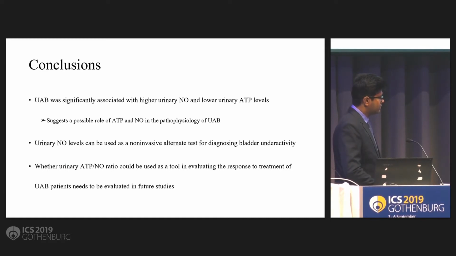And that choice was made after you had seen the data or before? So this was a part of my MS general surgery thesis. So this was made before seeing the data. Tony?